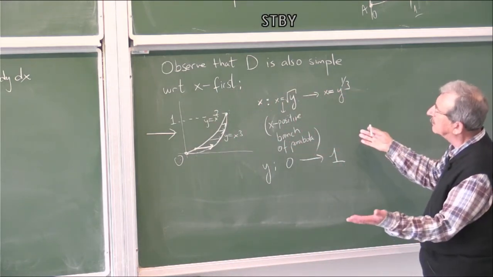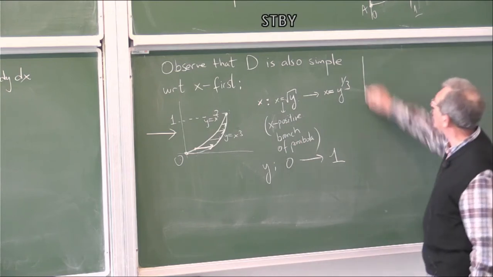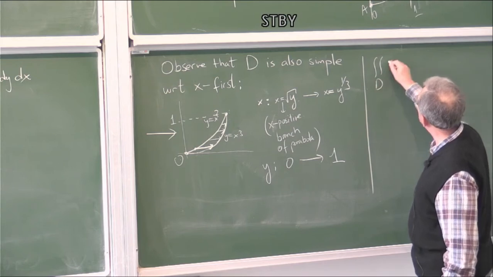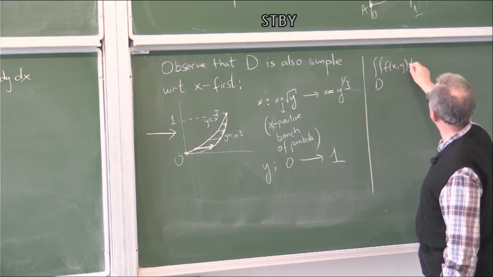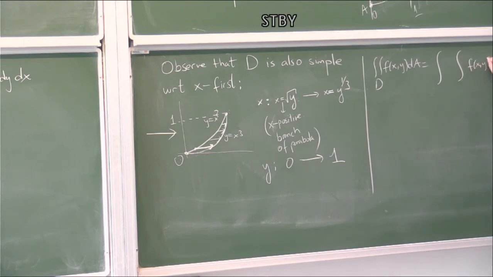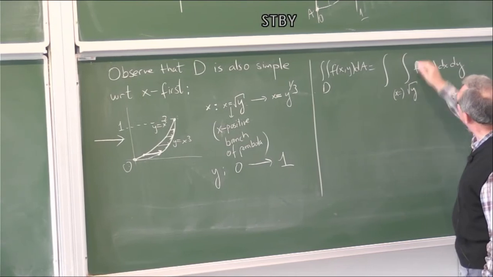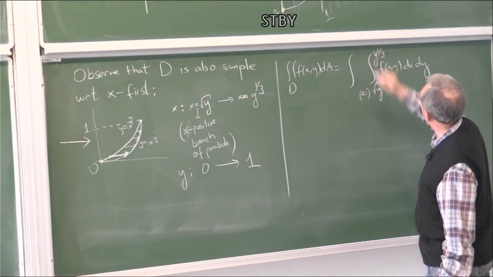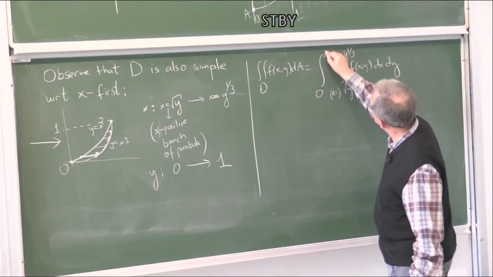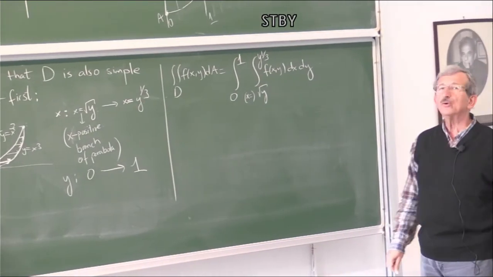This means that with respect to x first, this is a simple region, so I can write the same integral in this form. Now x changes from square root of y to cube root of y, and coincidentally, y changes from 0 to 1.